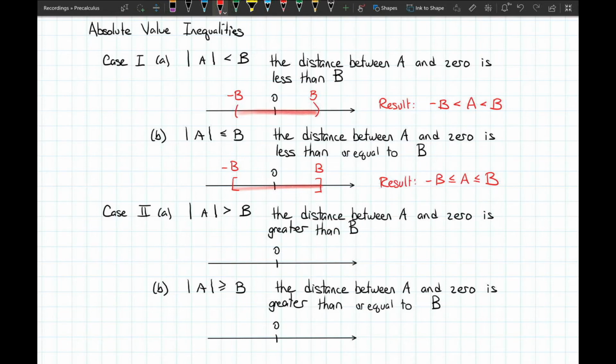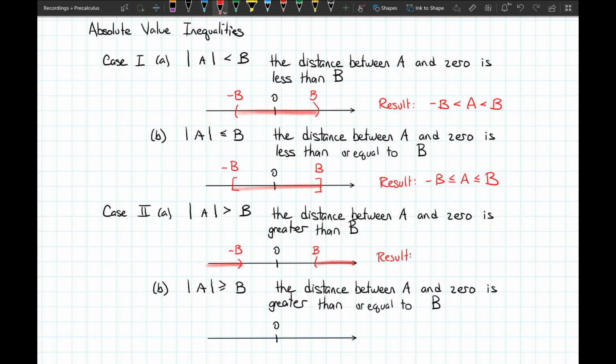Now case 2 is where we switch the sign around. The absolute value of A greater than B means that the distance between A and 0 is greater than B. Now that means that we have to travel farther away than just B. B will be some value that's over on the right hand side. Let's say negative B will be on the opposite side. And we're going to be looking at values traveling to infinity and traveling to negative infinity on the opposite sides here.